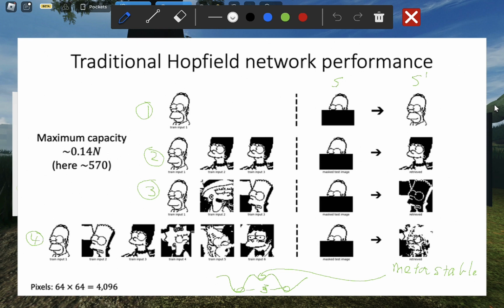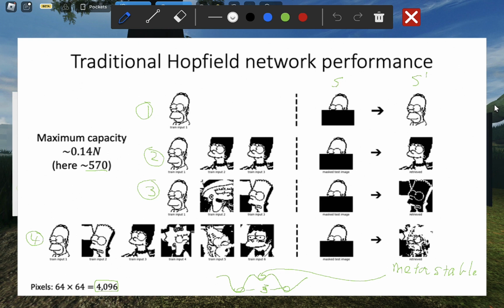Now, theoretically, we should actually be able to store many more patterns than this. In fact, theoretically, we should be able to store about 0.14 times n patterns, n being the number of neurons, and be able to recall them all perfectly. And in this case, we have 4,000 neurons because we have about 4,000 pixels. So we should be able to store 570 images.